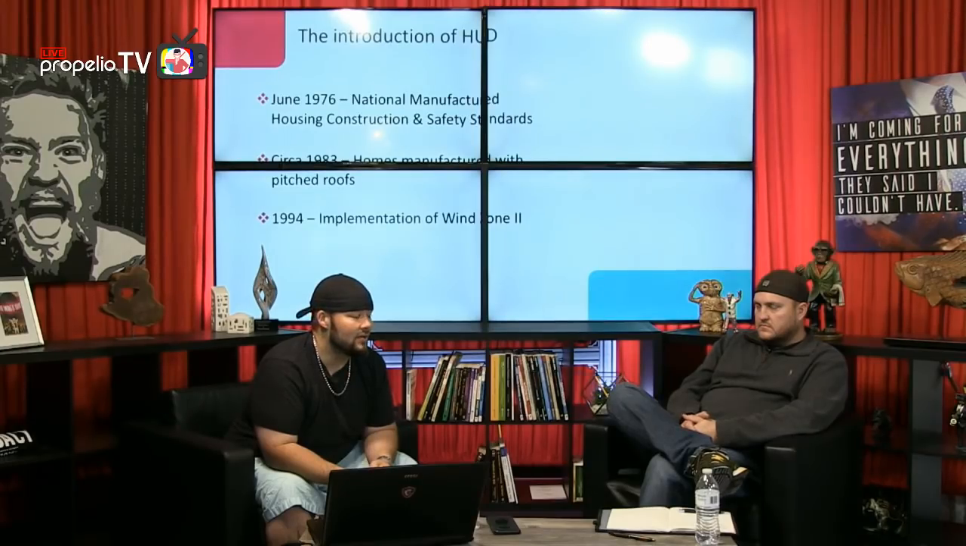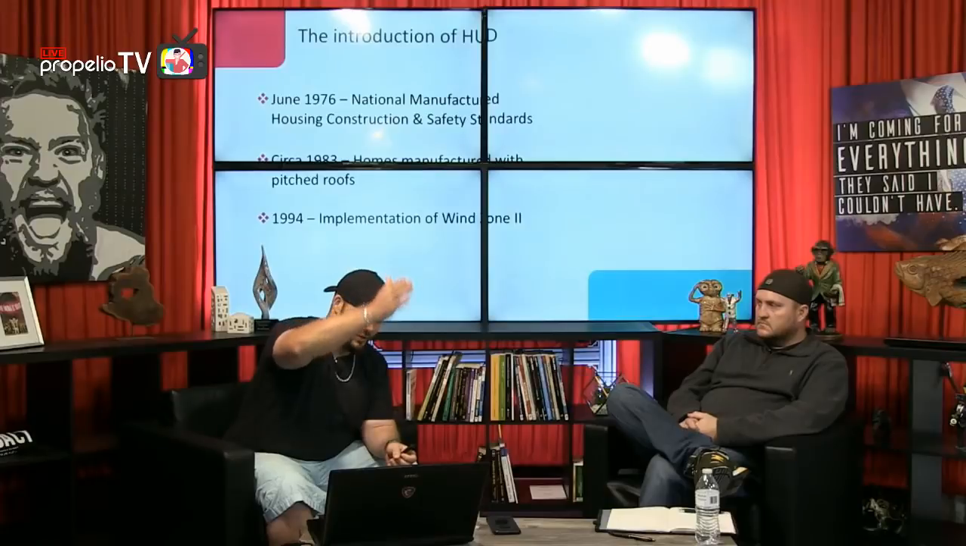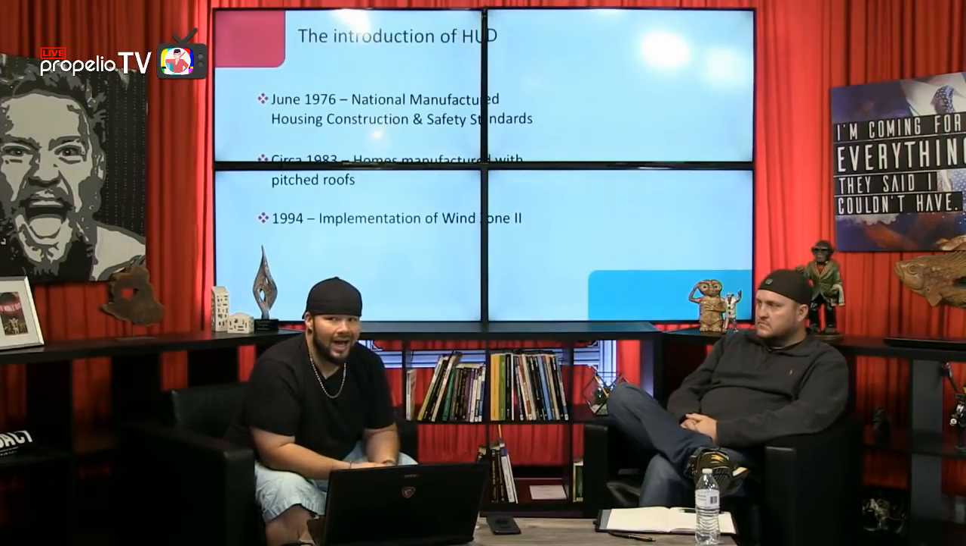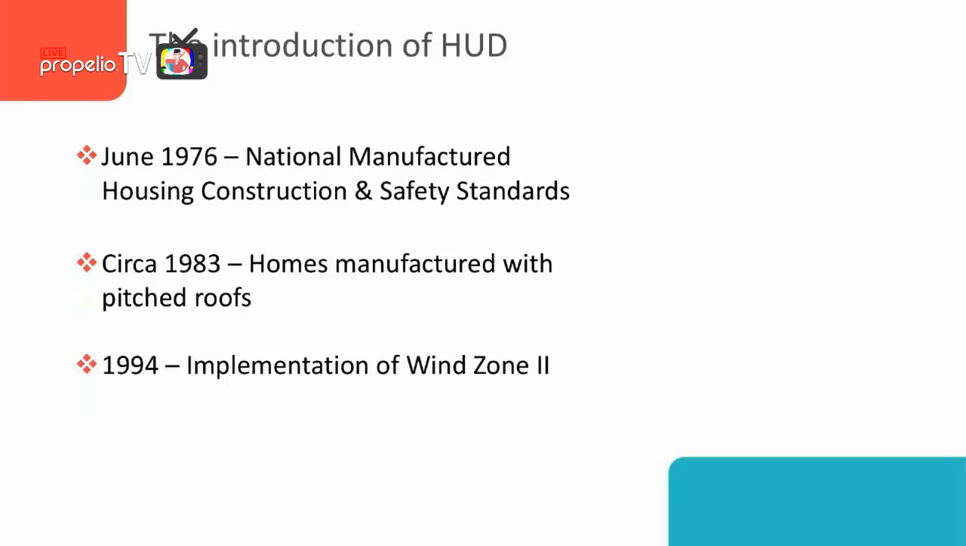It's easy for me to say that a home parked in Oregon is probably not going to get hit by a tornado anytime soon. Oregon's not well known for their tornadoes, but if I put one of these homes right here smack dab in the middle of Tornado Alley, Kansas, Oklahoma, Texas, I might want to put a little bit of restrictions on that property as far as how much wind it can take. Right. HUD realized that, and in 1994 they implemented Wind Zone 2.